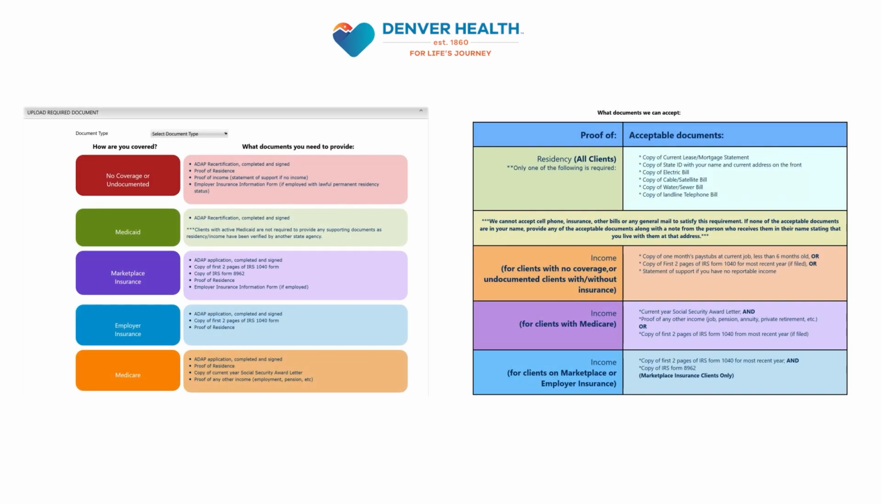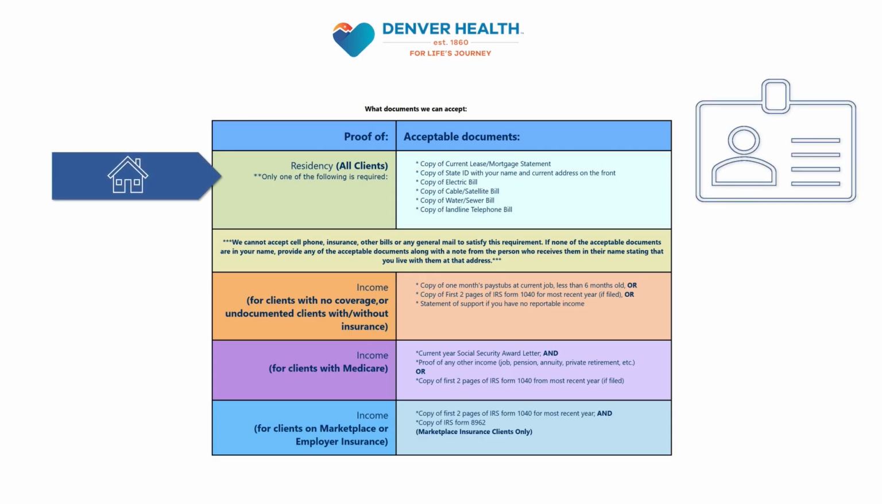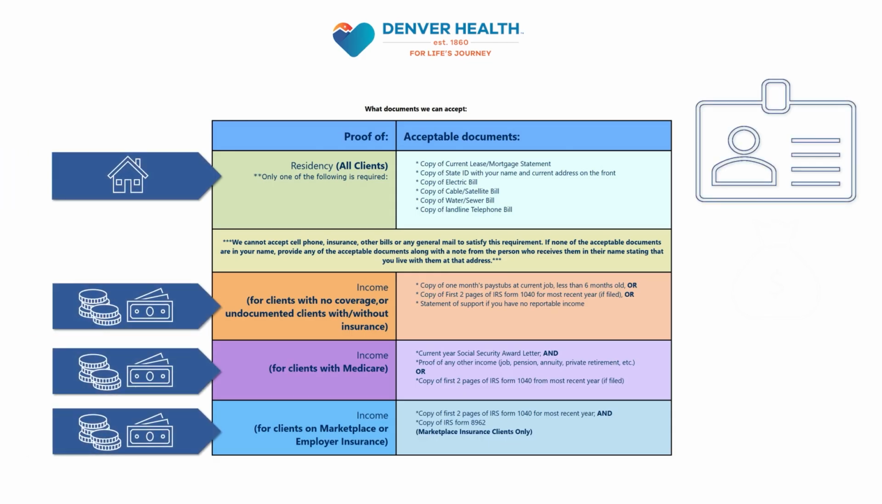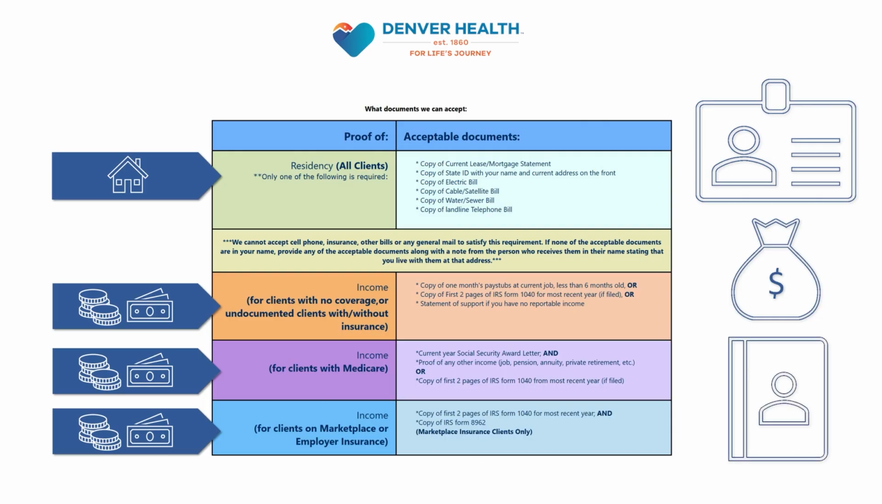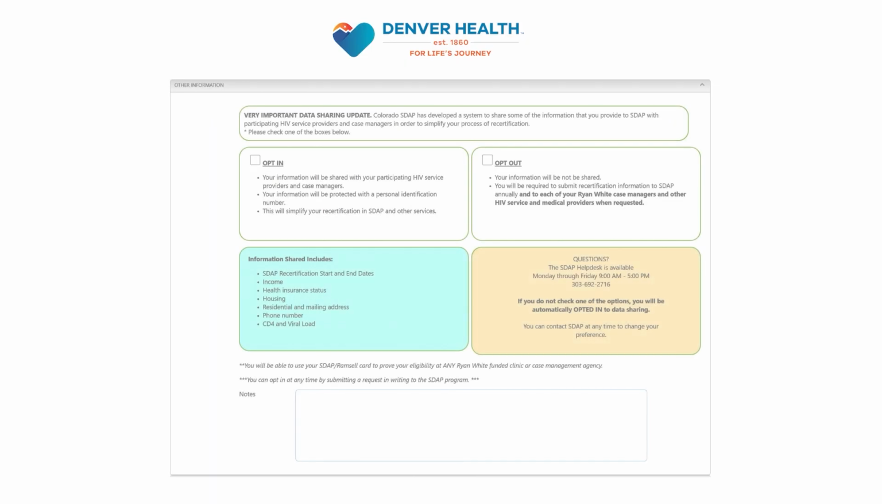The last section is the Documents section. In this section, you will upload your proof of residency, insurance card, proof of income, statement of support if applicable, and employer insurance information form if applicable. After all documents are uploaded, click Save and Continue. You will be taken to the Other Information section.